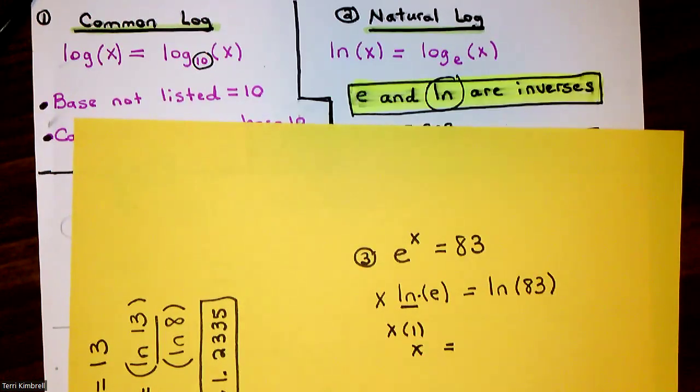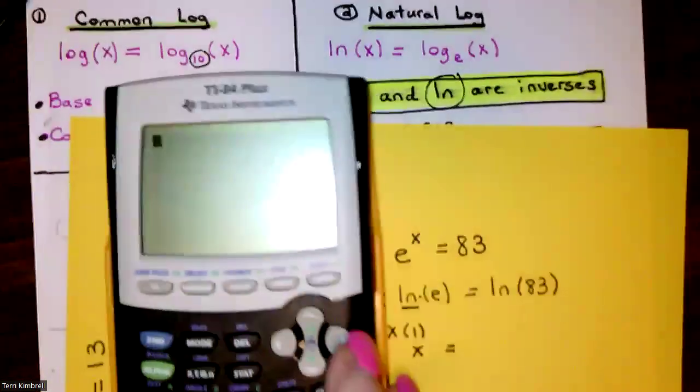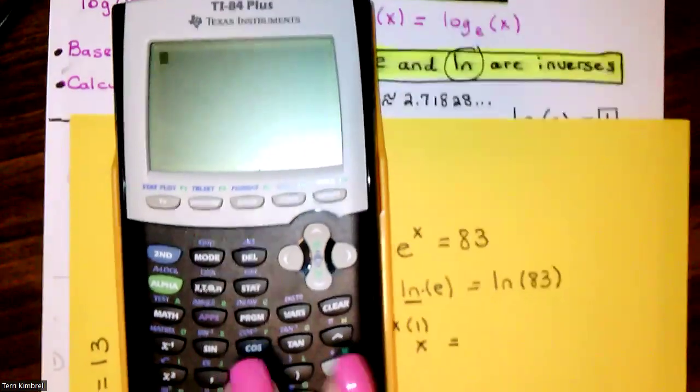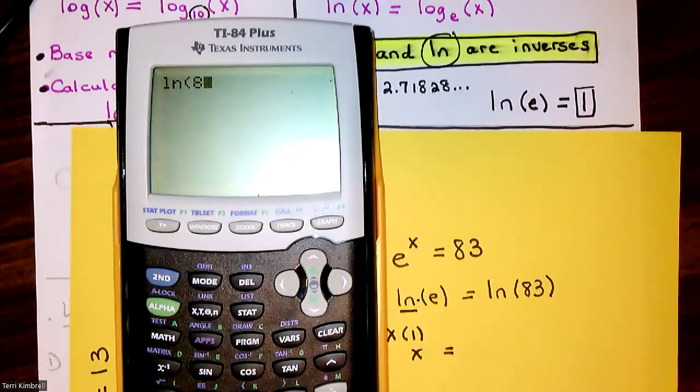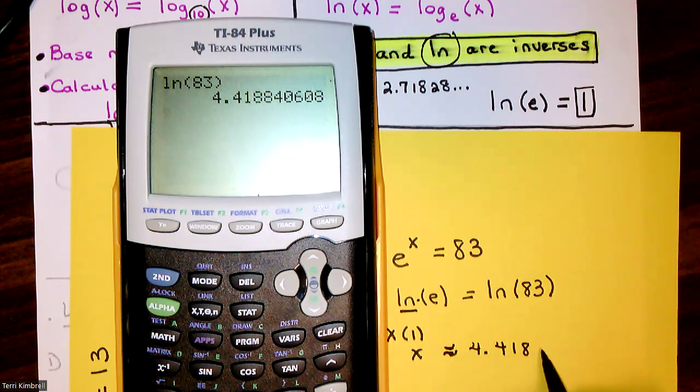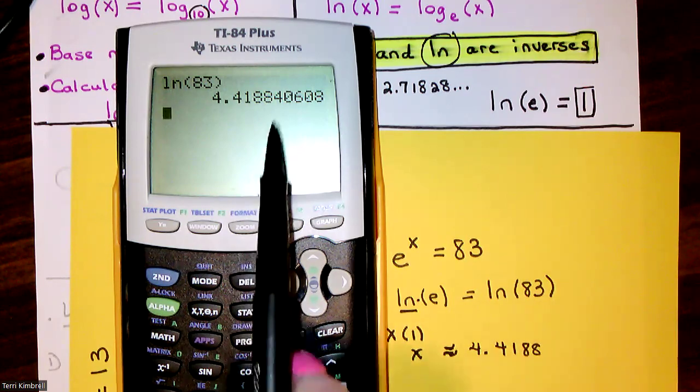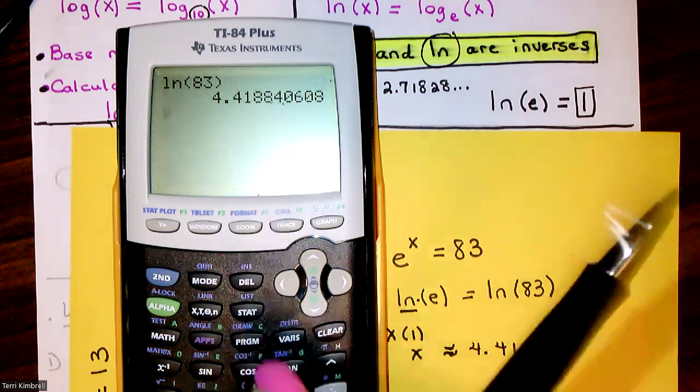And then you would type in ln 83. So you would go down here to your ln button, and you would hit 83 and enter. And so you would get approximately, and we're just going to go 4 places every time, I think that's about what the computer might ask you. So it'll be 4.4188. So that 4 right there will not bump this 8 up.